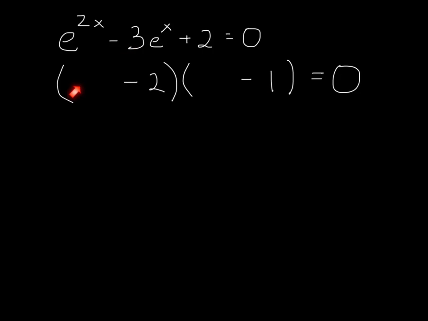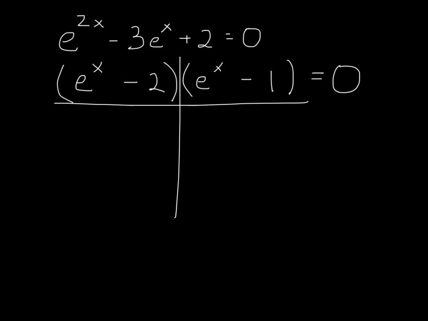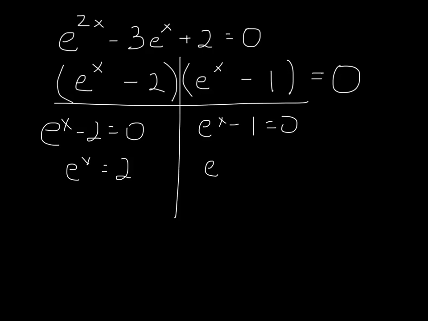But we need something times something to be equal to e to the 2x. Well, that would just be e to the x. So remember, when you multiply, you add exponents. So e to the x times e to the x would be e to the x plus x, or 2x. So now we set each of these equal to 0. We isolate, we get e to the x equals 2 and e to the x equals 1.